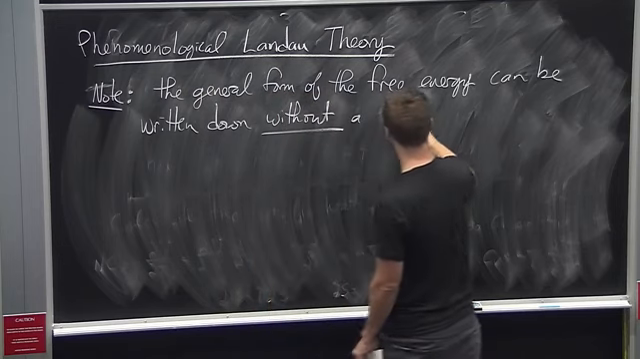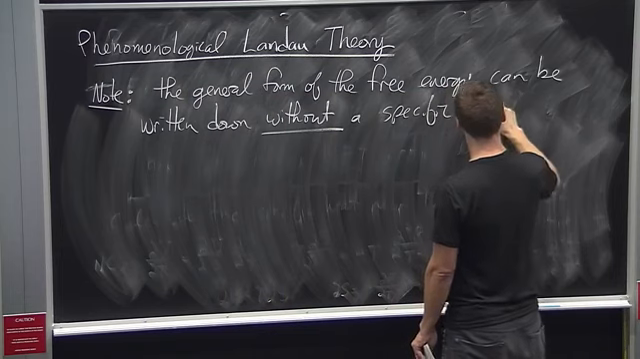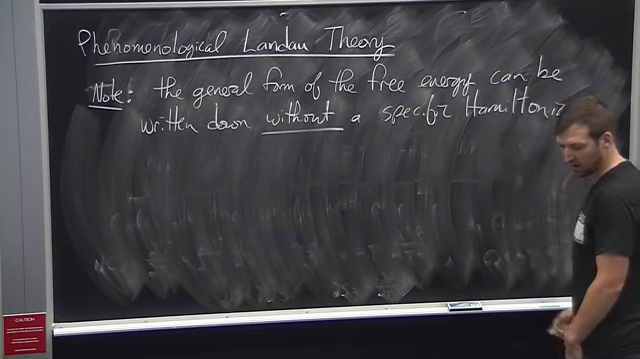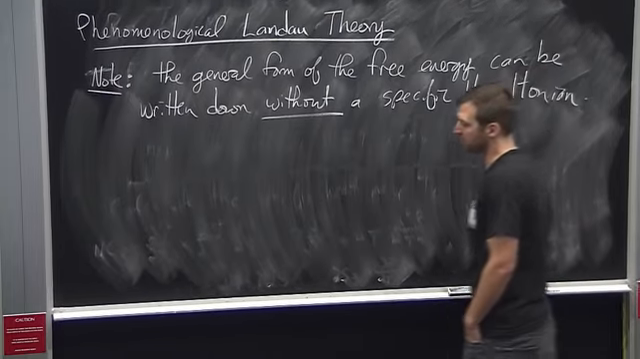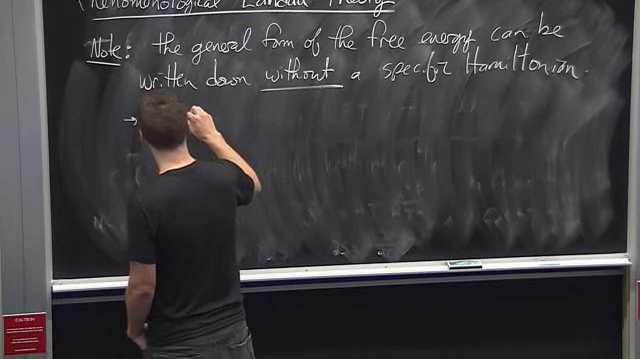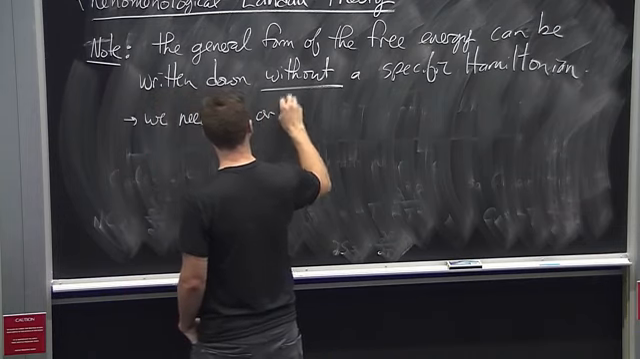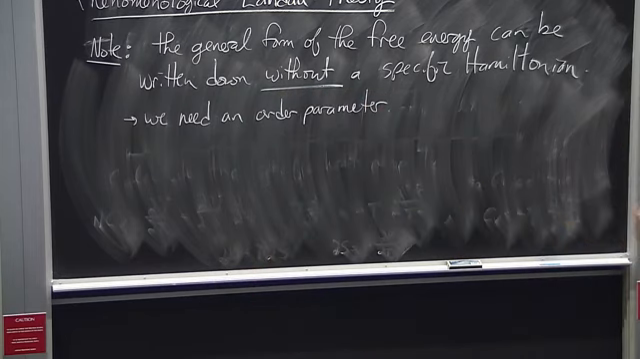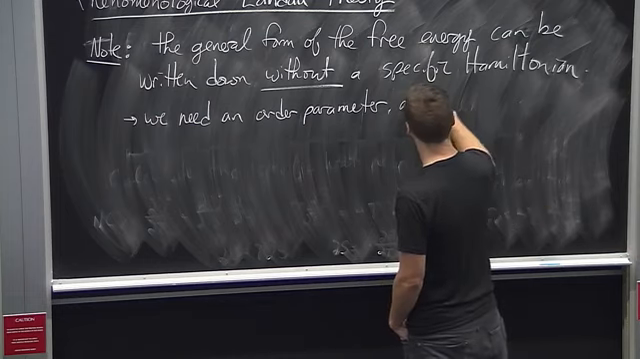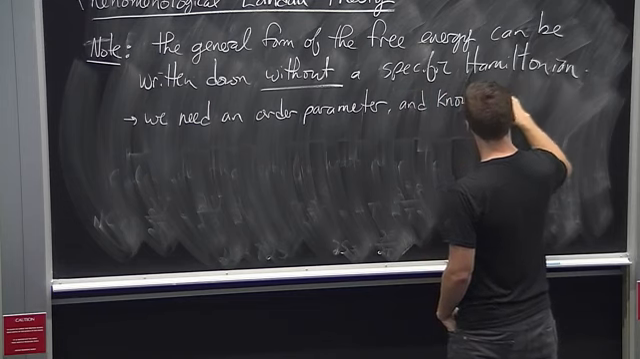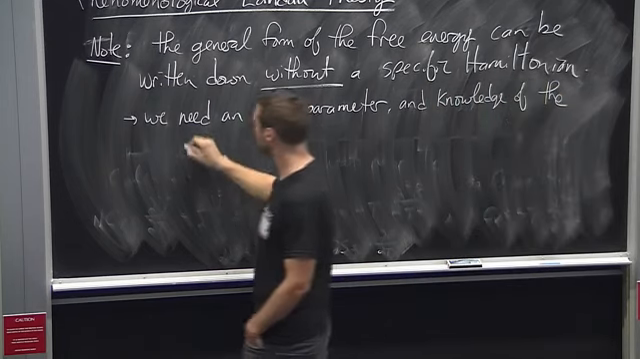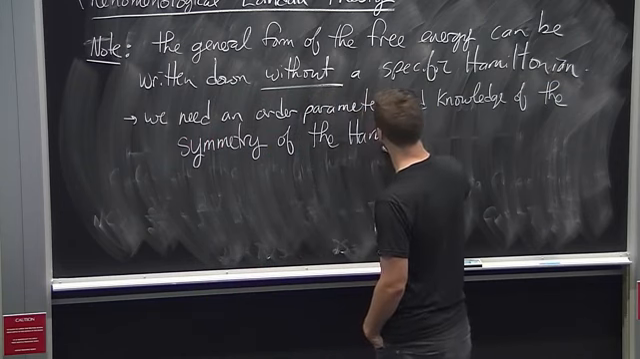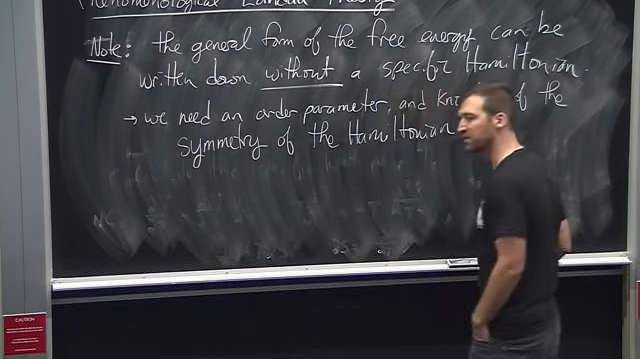I'll say without a specific microscopic Hamiltonian, all we need is basically an order parameter and knowledge of the symmetry or the invariance of the Hamiltonian. That's what I'm asking you to do in question 4.